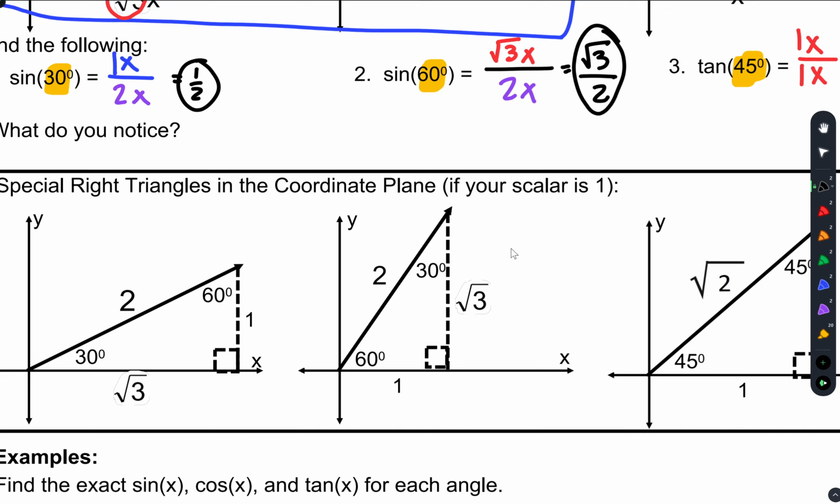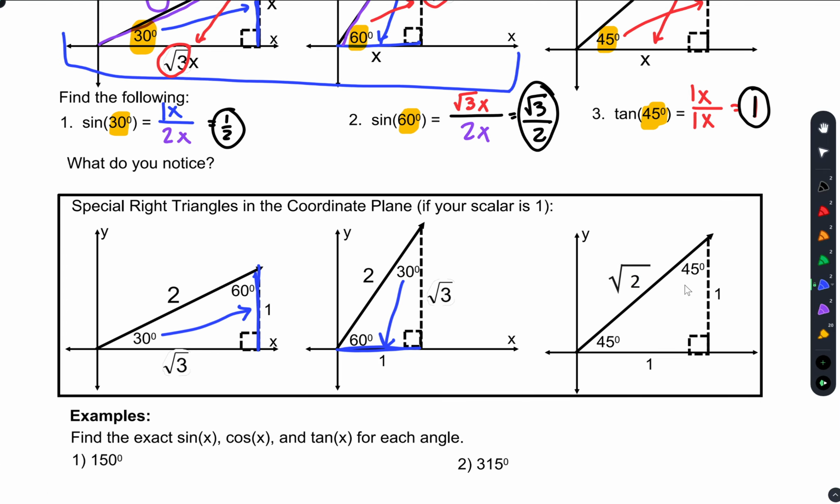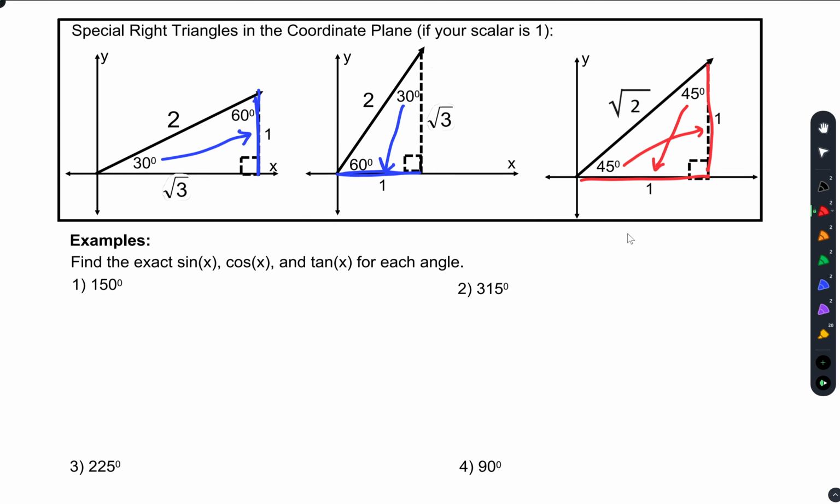So across from your 30-degree angle in a 30, 60, 90 is a 1. No matter where that 30-degree angle is, it'll be a 1. And then the hypotenuse, 2 times 1 is 2. The long leg, radical 3 times 1 is radical 3. Okay, everybody got that? And a 45, 45, 90 triangle across from any 45-degree angle, again, will be a 1 instead of an x. So far, so good. You still with me? Okay.